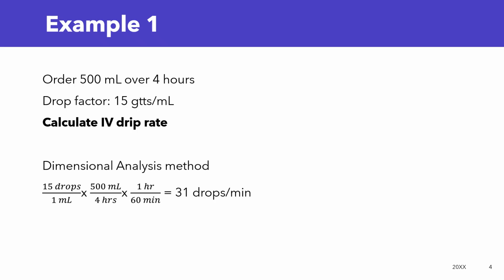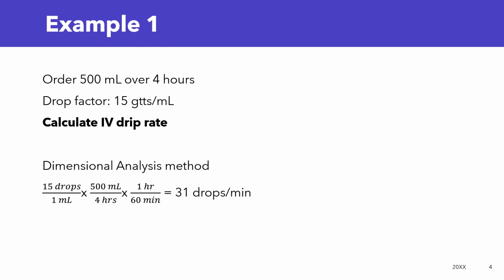Okay, now we're going to need hour on top, so hour can cancel out. So 1 hour is 60 minutes. Now let's take a look. ml cancel out, hour cancel out. All we have now is drops in minute. Drops on the top, minutes on the bottom. So this is good. That tells us that we set it up correctly.